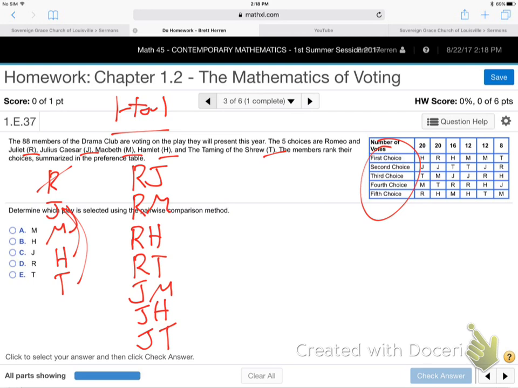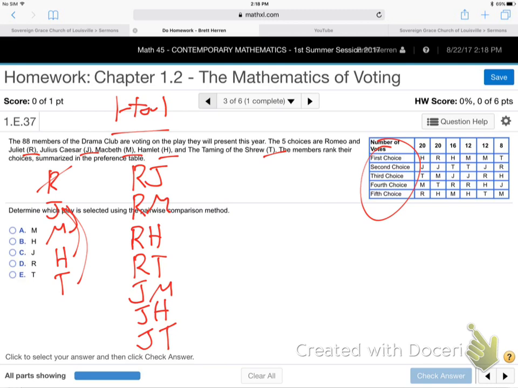So I'm just doing candidates, but they're books. Everybody's voting on which book they like best. You start with the R, and I just went down: R, J, M, H, T. So basically, I'm going to have a battle between R and J.